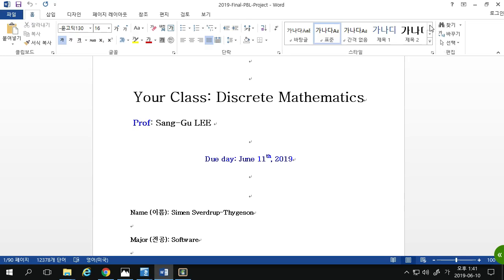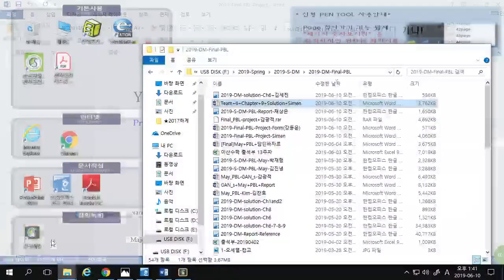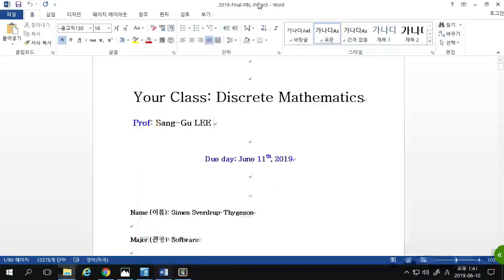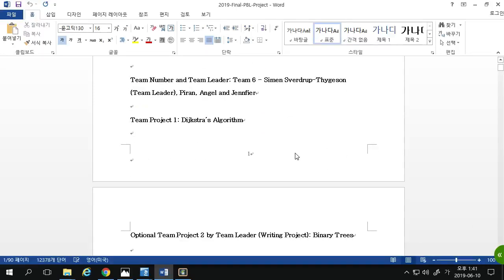Good afternoon, everyone. I'm Simen, team leader from Team 6. I had marked a couple of the problems that I wanted to go through from chapter 9 again. Since I only have 10 minutes for the PBL report and the projects and the solutions, I think I only have time to go through a couple. Okay, I think I have the solutions in the bottom anyway.